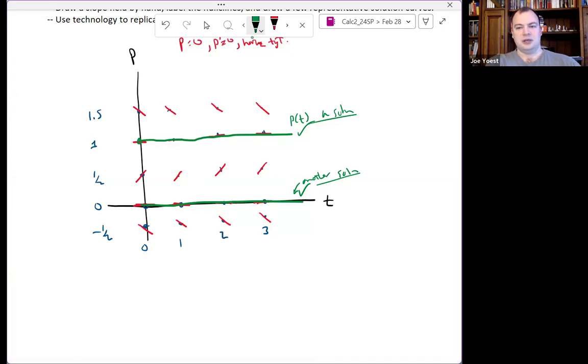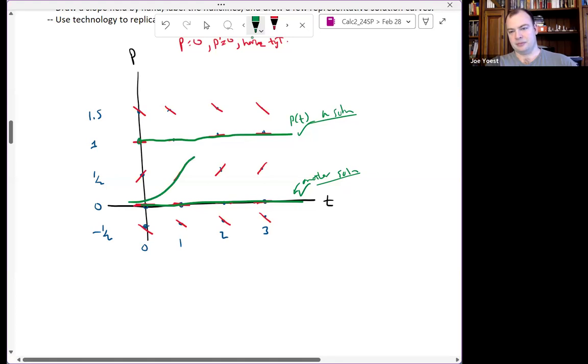We have solutions in between p equals 0 and p equals 1. Remember our constraints, they have to follow these tangent lines. So as they get close to 1, they've got to start getting close to a horizontal tangent. Same as they get close to 0. In between, they have to have a positive tangent. And they can't cross either of these equilibrium solutions. These intermediate solutions have to look something like this, and they really can't cross each other either.